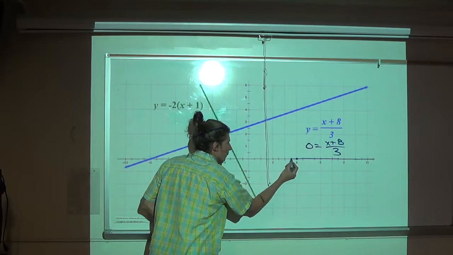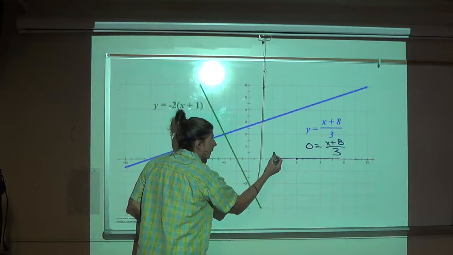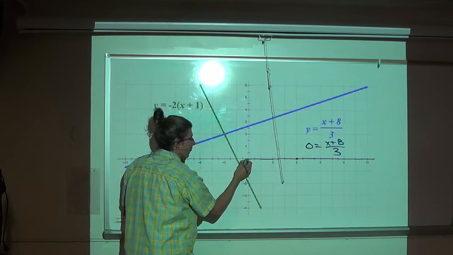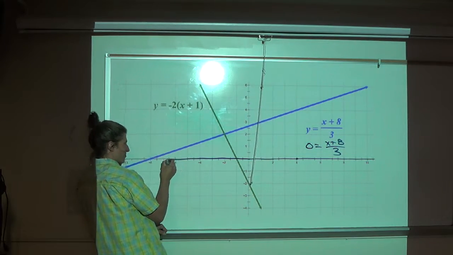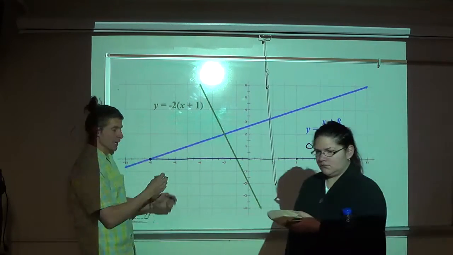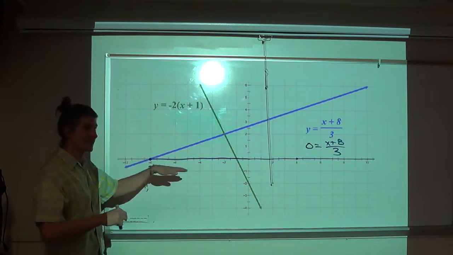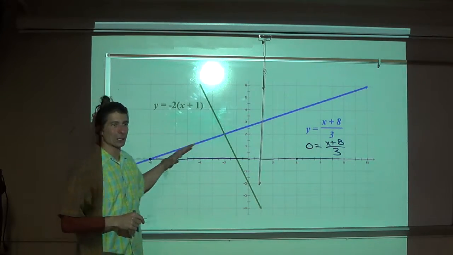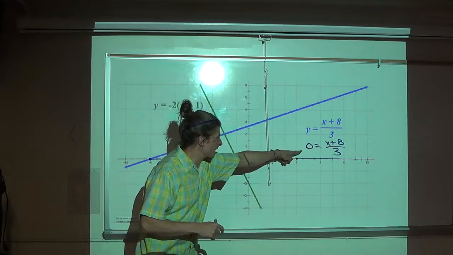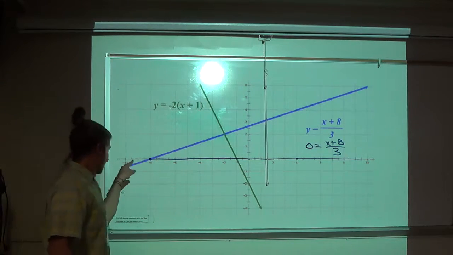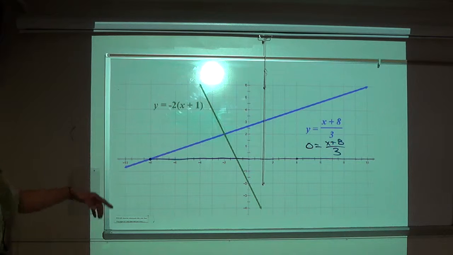So keep on going. How about here? Is that good? Nope, not 0 yet. How about here? Nope. Where? Boom! Right there is where y equals 0, not just on the horizontal axis, but also on that diagonal. So the solution to the equation 0 equals x plus 8 over 3 is x equals? Negative 8. It's hard to see up here. I think it's easier to see on your handout than it is on my screen. The screen kind of gets a little bit washed out.